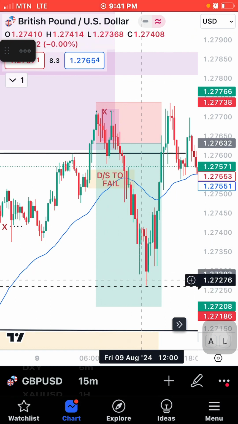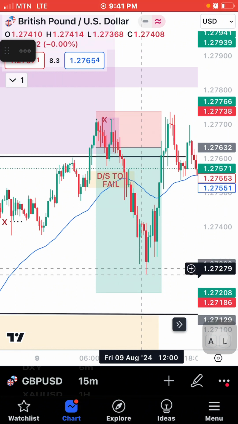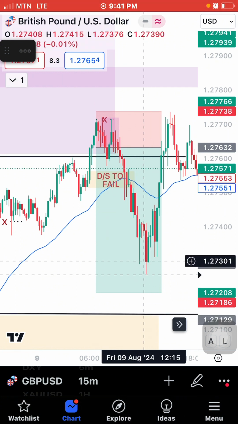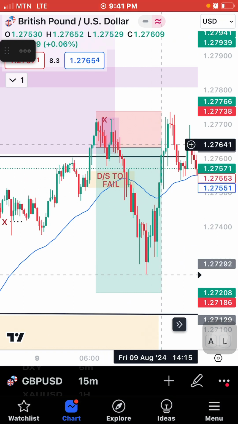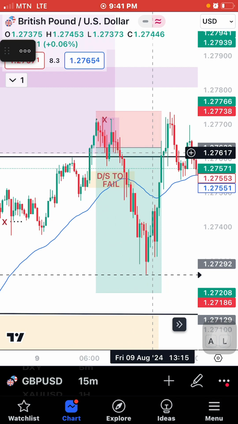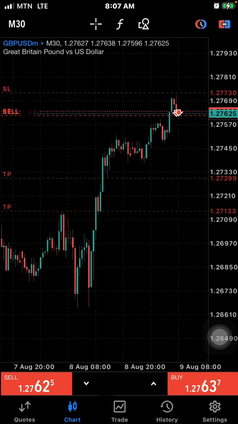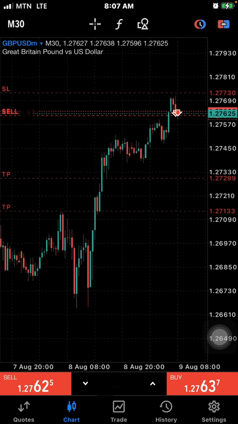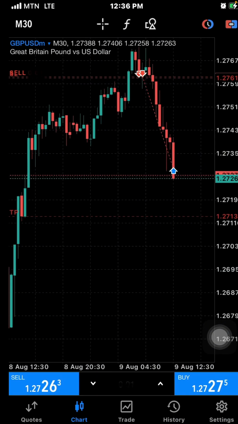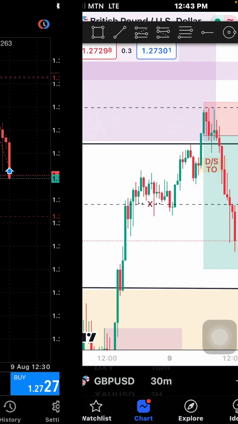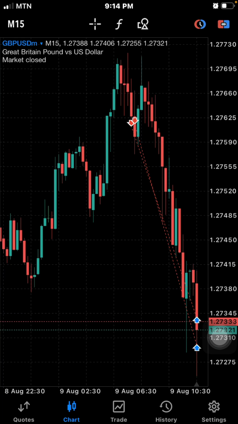We saw some rejection, so I closed my trades right here, because I saw some weak rejection, and then price immediately reversed and came back up. So here's the trade, as you can see on MT5. Here's the trade, and that's exactly where I exited the market. You can see right here.